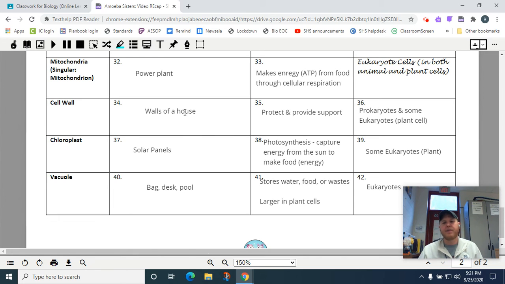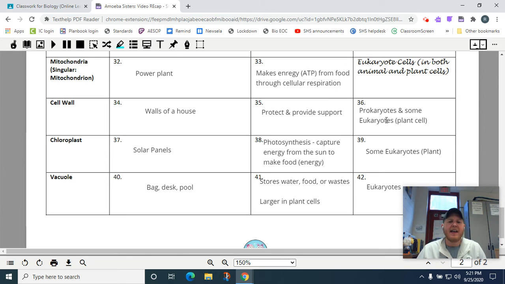So just like the walls of your house protect you from things like rain, really hot temperatures, really cold temperatures, it's going to protect us well. And it's going to provide support. So it's going to support the rest of the cell, just like the walls of your house provide support for the roof. And one thing about this is it's just in plant cells. It is in prokaryotes, but if we're talking eukaryotes, it's not in all eukaryotes. Animal cells do not have a cell wall. Only plant cells do.